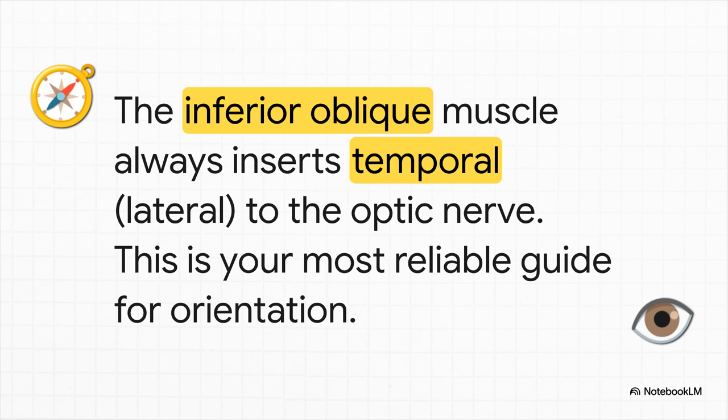Now, if you remember just one thing about orienting the globe, let it be this. Find the optic nerve. Okay, got it. Now look for where the inferior oblique muscle attaches. It will always be on the temporal or lateral side. This one little landmark is your compass. It's your most reliable guide for figuring out left versus right and nasal versus temporal.